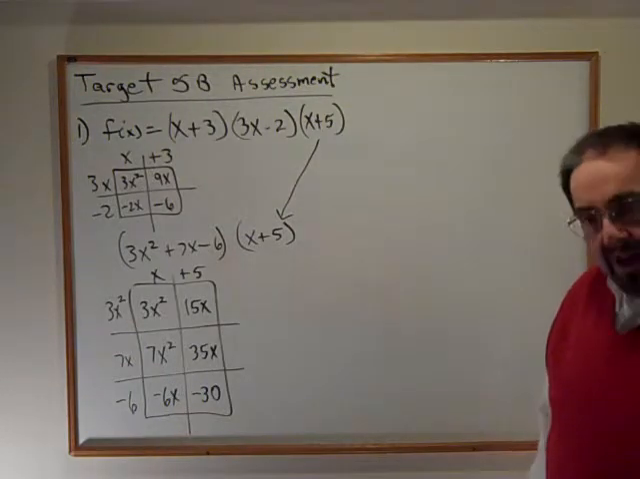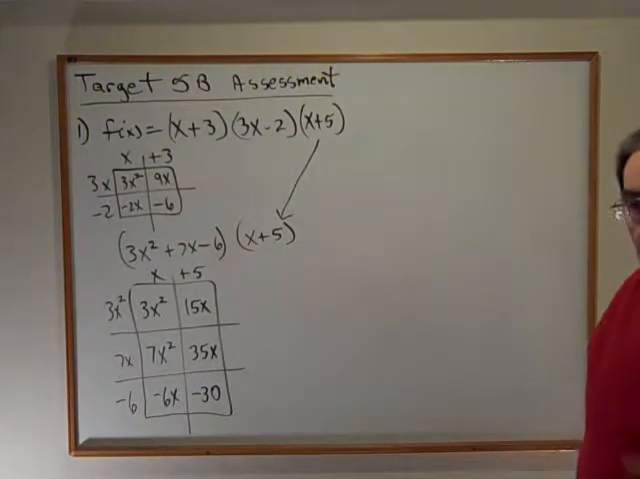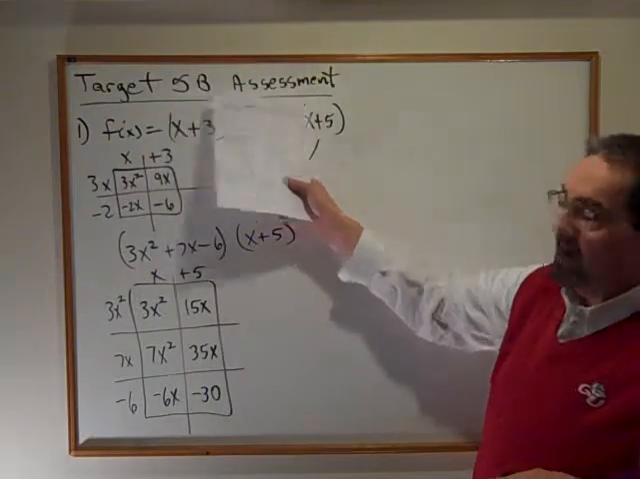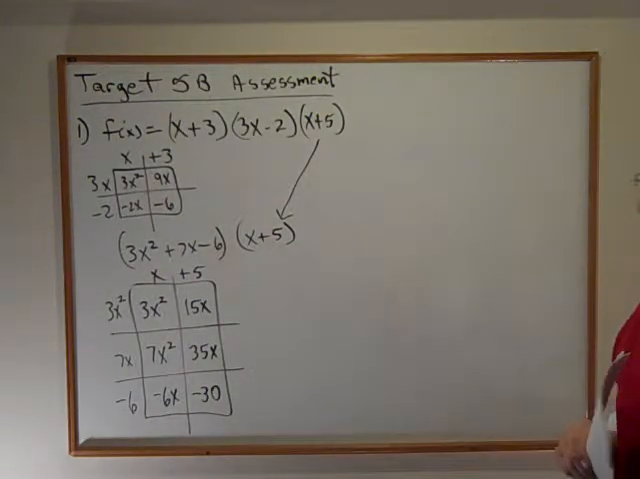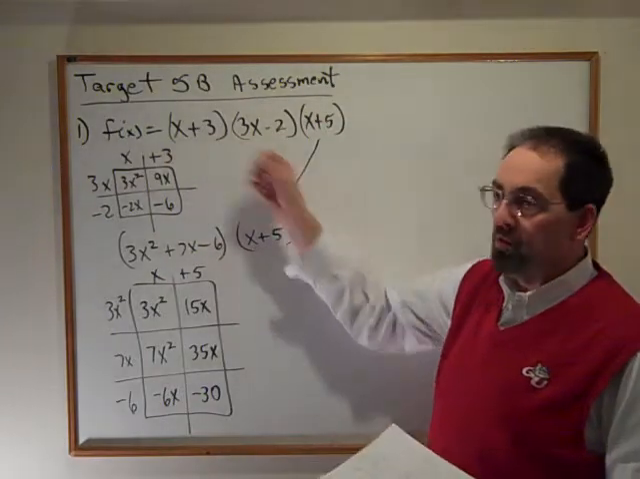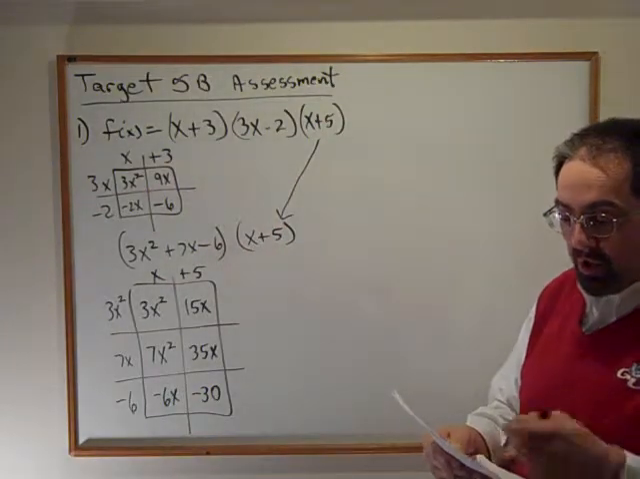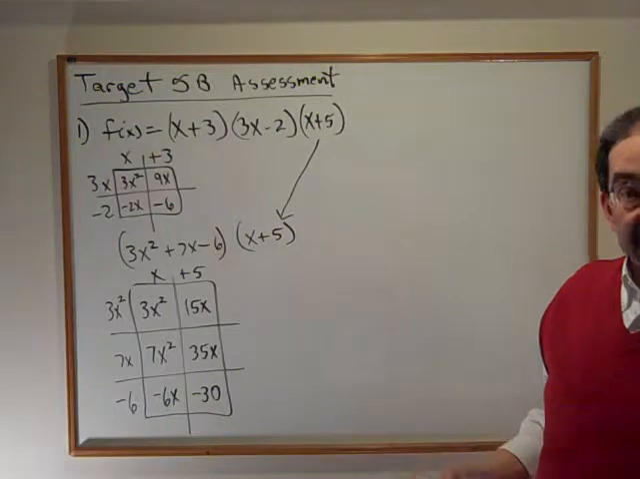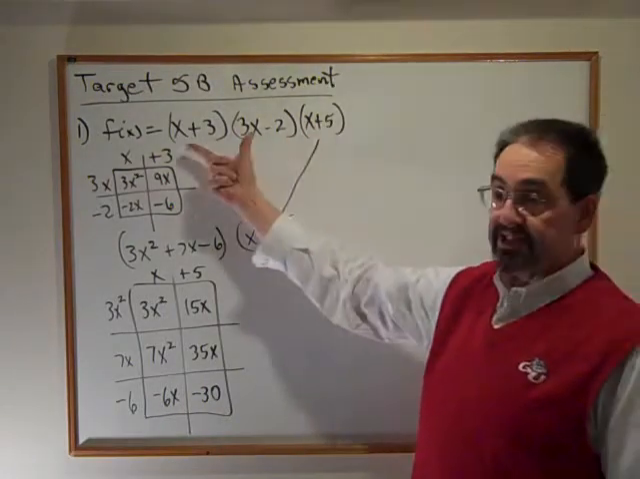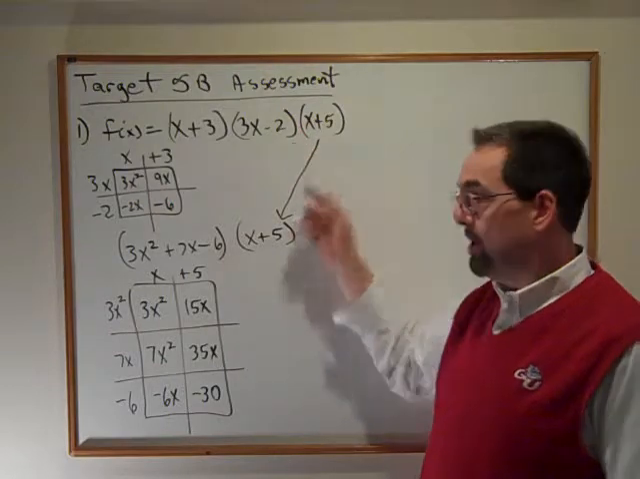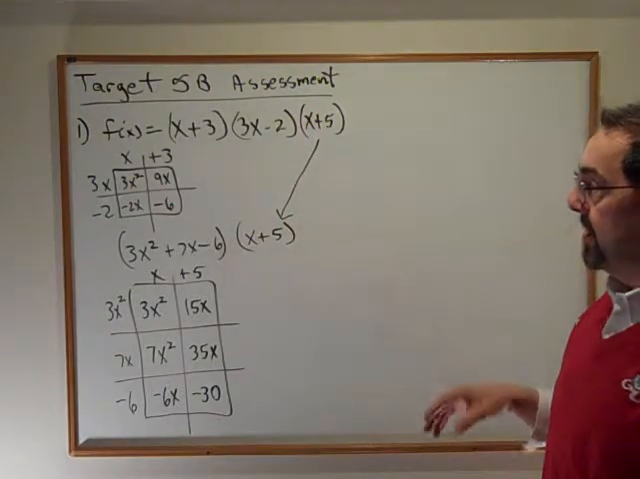Today in Algebra 2, Lewis and Clark, we took a Target 5B assessment. Let's just go over that assessment real quick. Problem number 1, all we were asked to do was write the function in standard form. In other words, take the factors and expand it, multiply it all together to get the standard form.